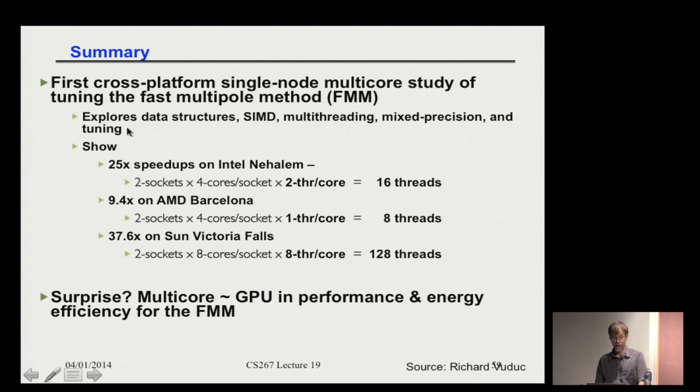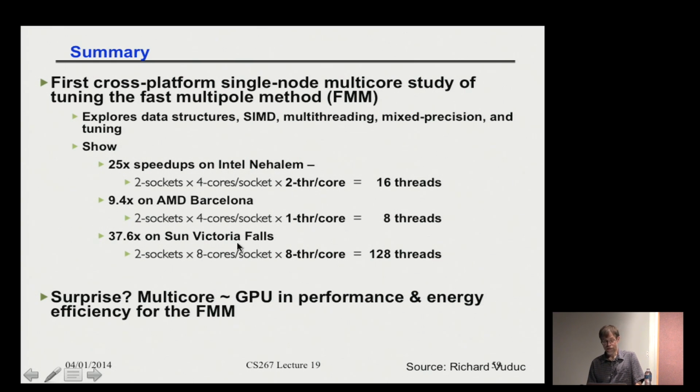So here are some of the speedups that they got. On a 16-thread Intel Nehalem, they got a 25x speedup. Again, one of those superlinear ones, by doing a good job compared to the naive code and taking advantage of all that extra cache memory. And 9.4x on this 8-thread Barcelona.